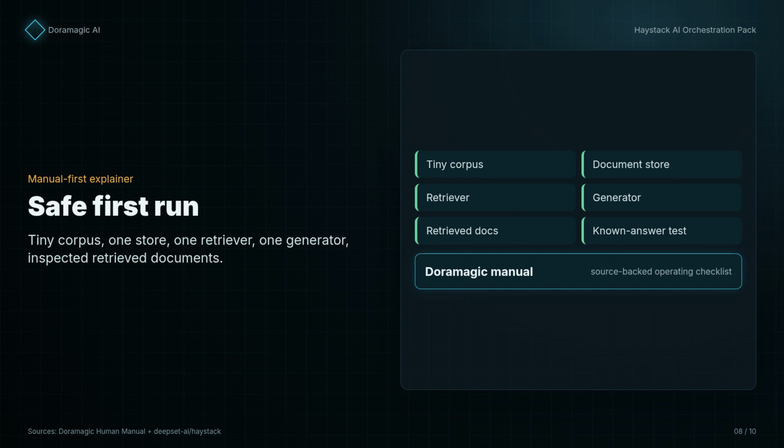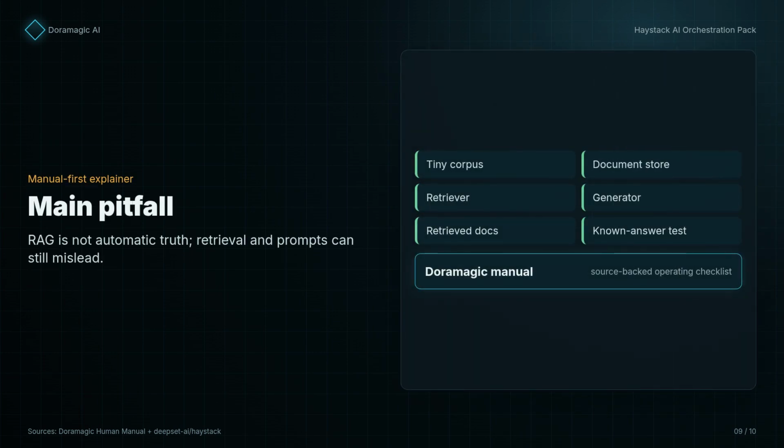My practical verdict: Haystack is strongest when you want control over the shape of an LLM application. Use it when you need visible components, inspectable retrieval, and a pipeline that can grow without becoming a hidden prompt chain.